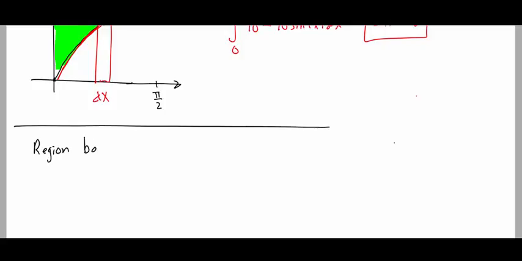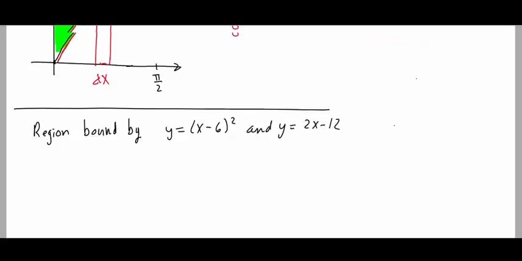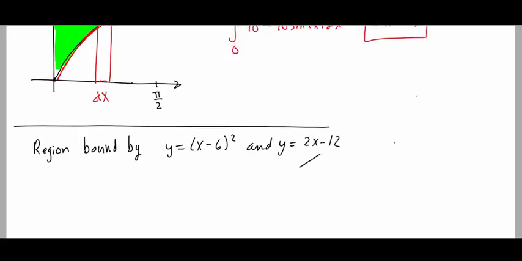Region bound by, and let's look at y equals (x minus 6) quantity squared and y equals 2x minus 12. Okay, so this is a line, positive slope. This is x squared, a parabola opening up. So I kind of already have an idea what this is going to look like. It'll probably look like something like this where I find that region.